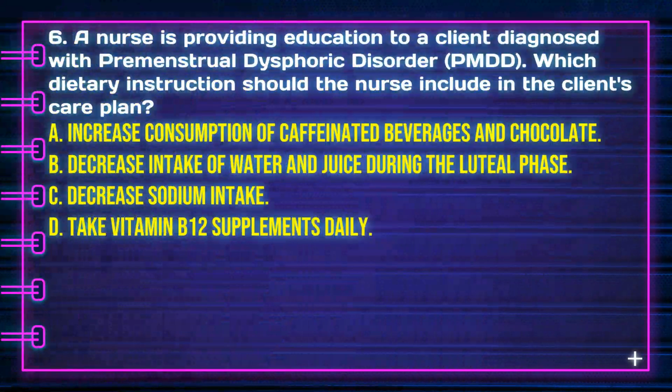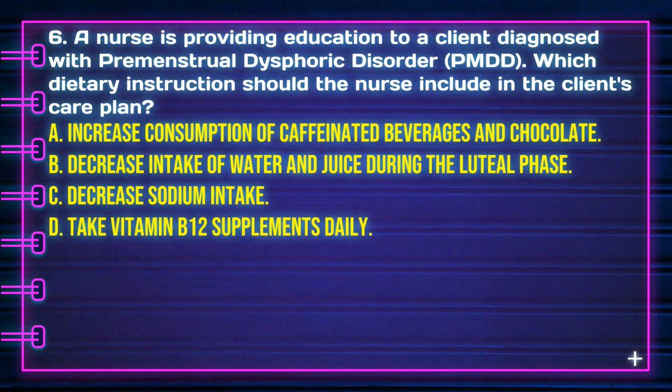6. A nurse is providing education to a client diagnosed with premenstrual dysphoric disorder, or PMDD. Which dietary instruction should the nurse include in the client's care plan? Increased consumption of caffeinated beverages and chocolate, decreased intake of water and juice during the luteal phase, decreased sodium intake, or take vitamin B12 supplements daily. Of course, the answer here is letter C.